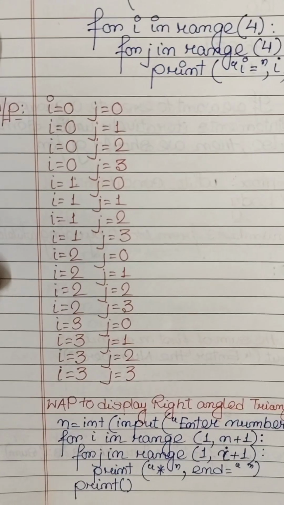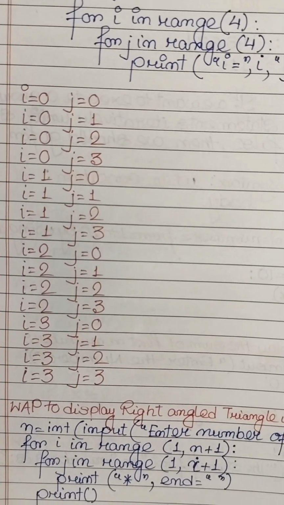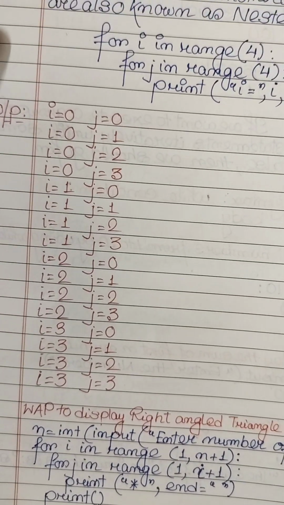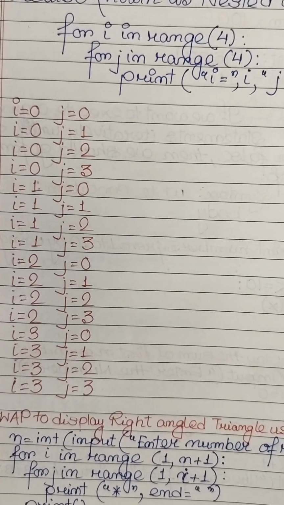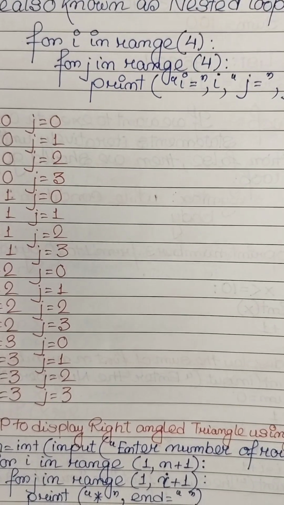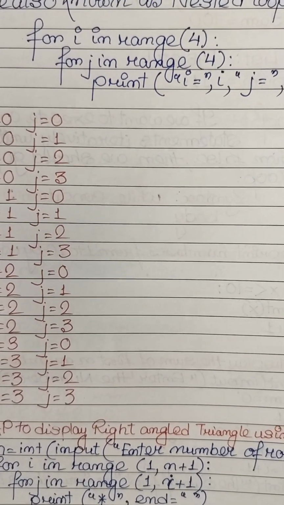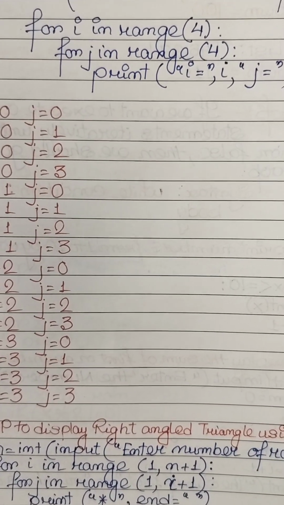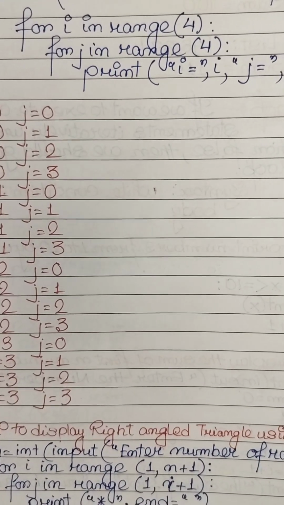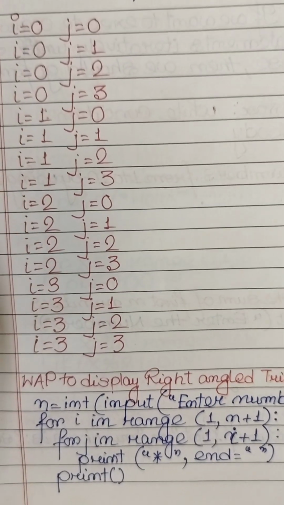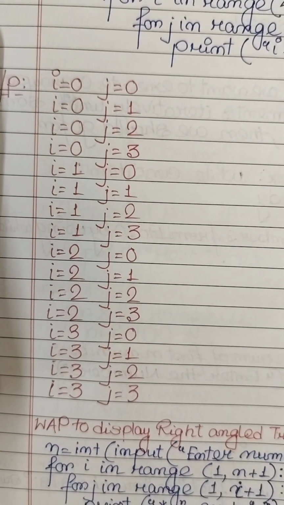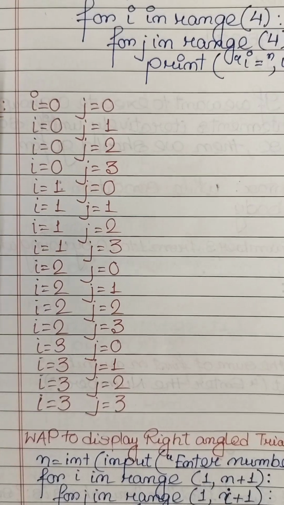What will be the answer? The first output is i = 0, j = 0; i = 0, j = 1; i = 0, j = 2; i = 0, j = 3. Then we come to i = 1, j = 0; i = 1, j = 1; then i = 2, and the last pair will be i = 3, j = 3. This will go on like this.